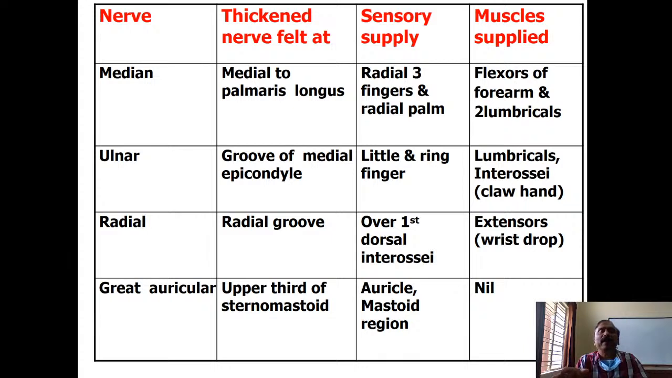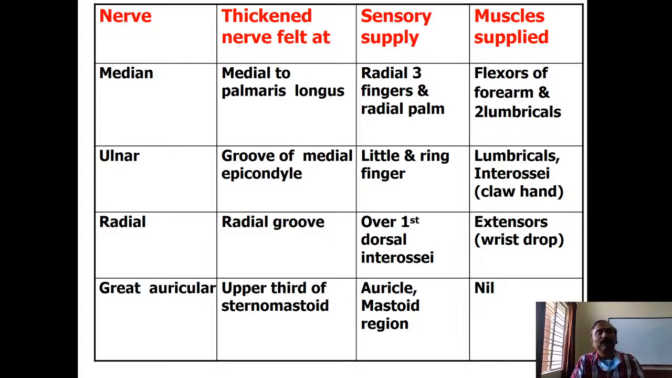And what does it supply? It supplies the radial three fingers, these three fingers, and the radial portion of the palm, this portion of the palm. The muscles that it supplies are the flexors of the forearm and the two lumbricals.